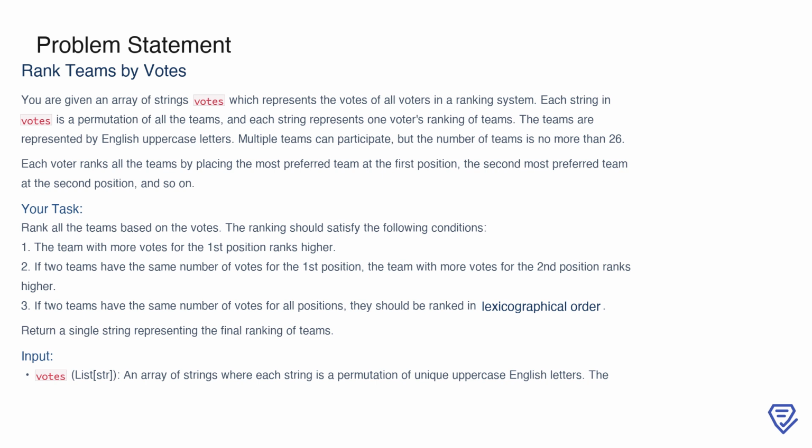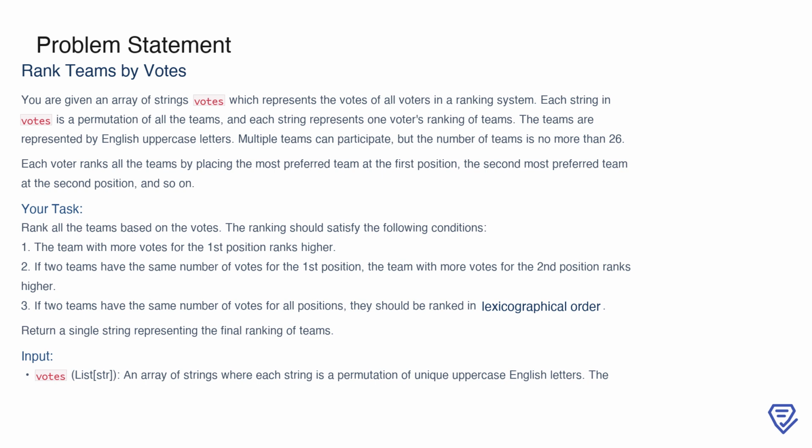The votes are represented as an array of strings, where each string is a permutation of all the teams. Each character in the string corresponds to a team, and the order of characters indicates the voter's preference, with the most preferred team at the start and the least preferred team at the end. The number of teams is limited to 26, and they are identified by uppercase English letters. The goal is to determine the final ranking of the teams based on these votes.